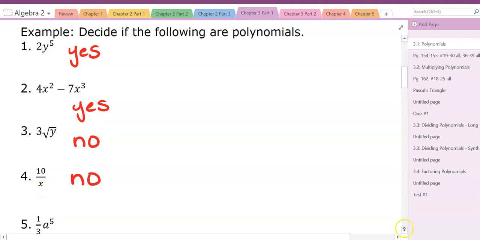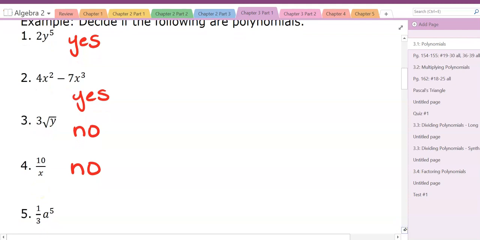Okay, now if I look at 5, there is a fraction. Okay, but is there a letter in the denominator of the fraction? No, it's just 1/3. So it's okay to have fractions, it's just not okay to have letters in your denominators. So 5 should also be a yes. That one really doesn't have any issues with it either.